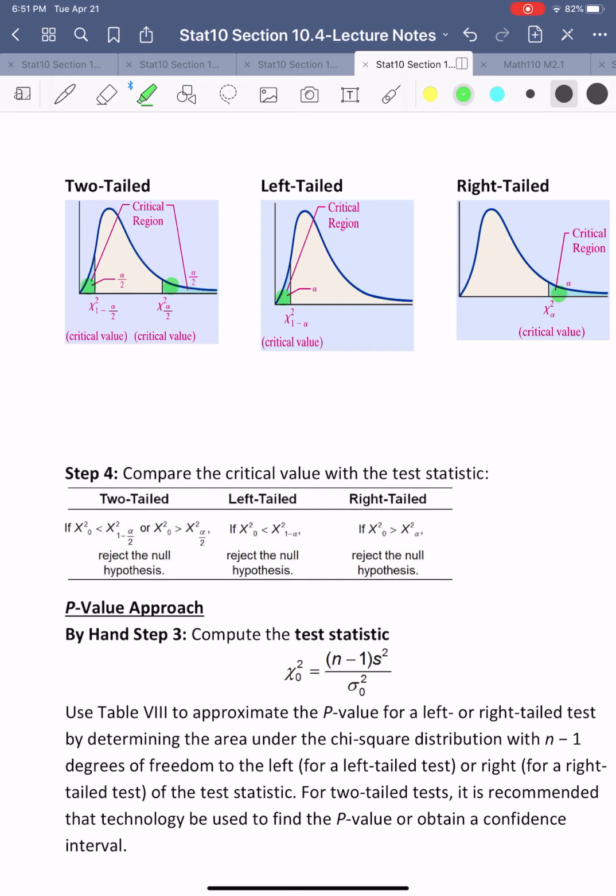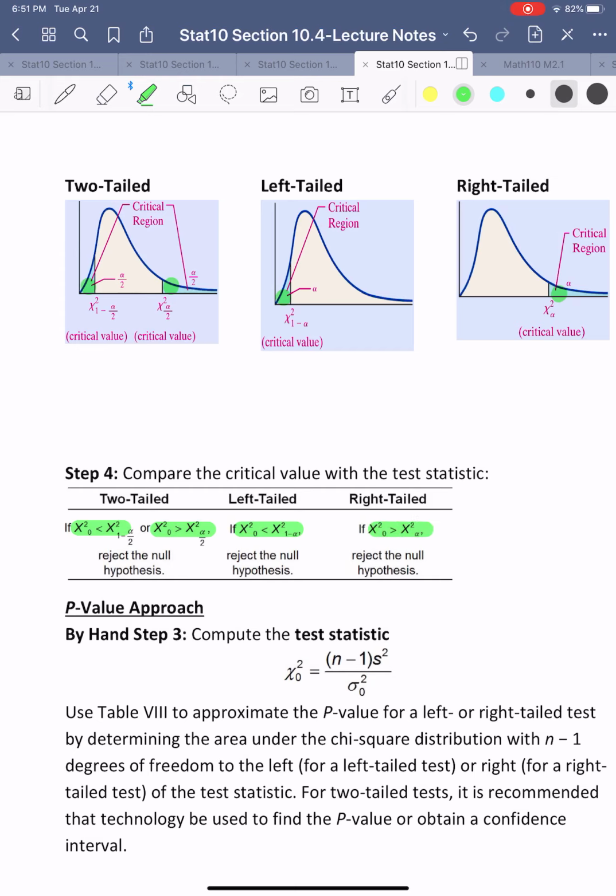Step 4: Compare the critical value with the test statistic. Once you have the critical values, we compare them, and if the test statistic falls in the critical region, we reject the null hypothesis. For the left tail, we care about this side. For the right tail, we care about this side.